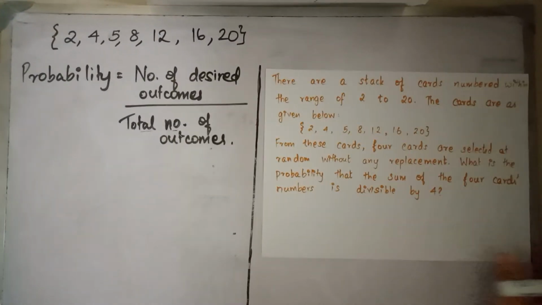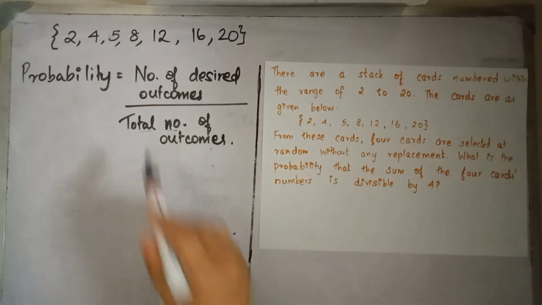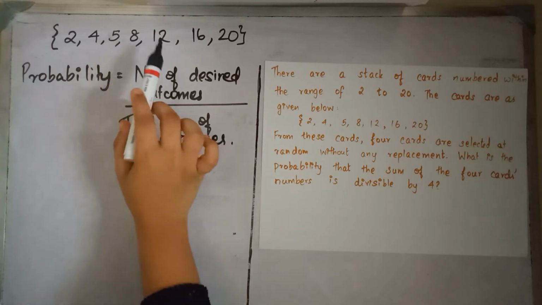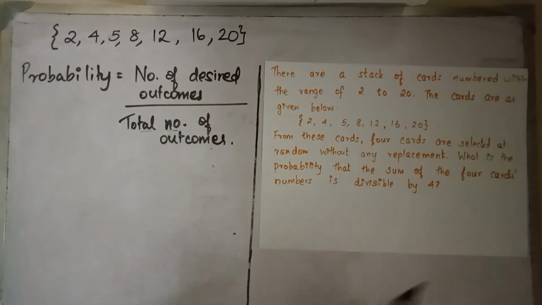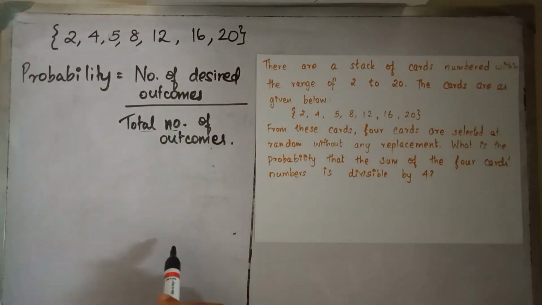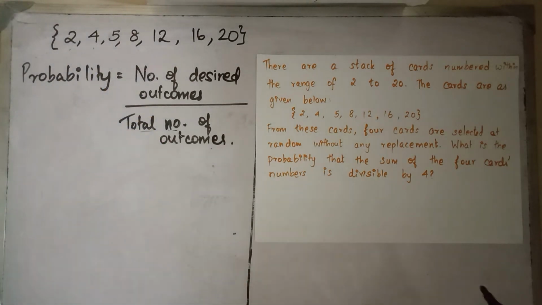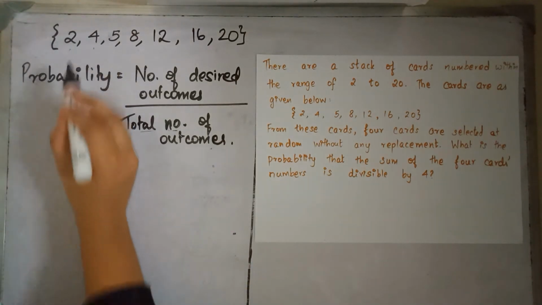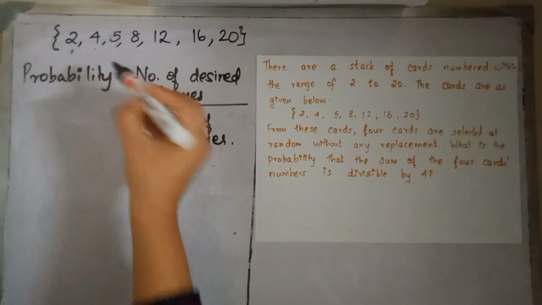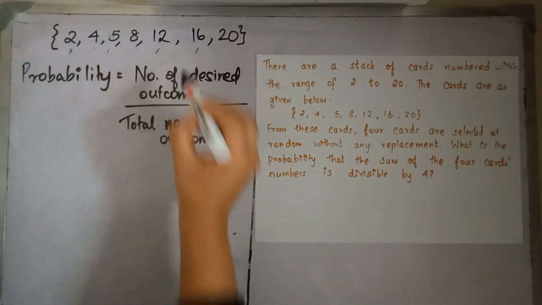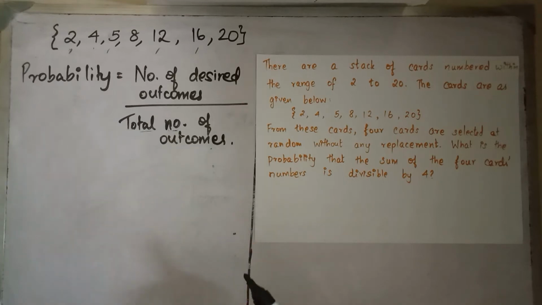Okay, so we have a stack of cards. It's numbered 2, 4, 5, 8, 12, 16 and 20. From these cards, we are selecting 4 cards at random without any replacement. So let's just say I'm choosing 4 cards. I could take 2 and then randomly I could take 5 next, without replacing, then 12 and 16. So I have these 4 cards.